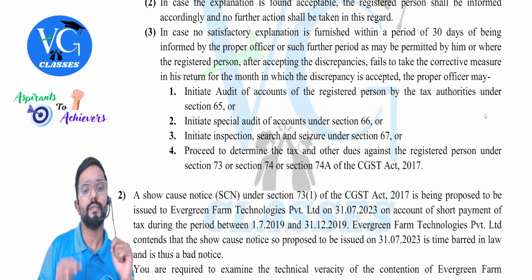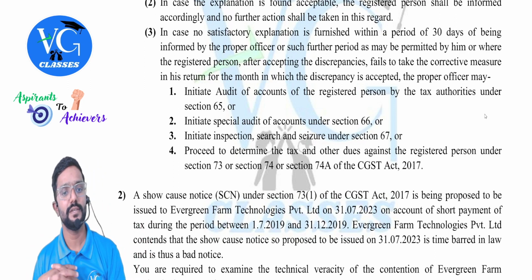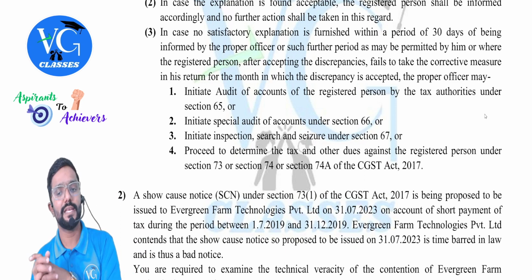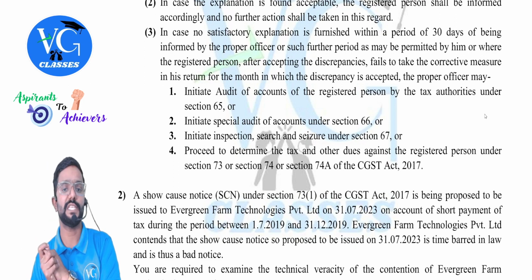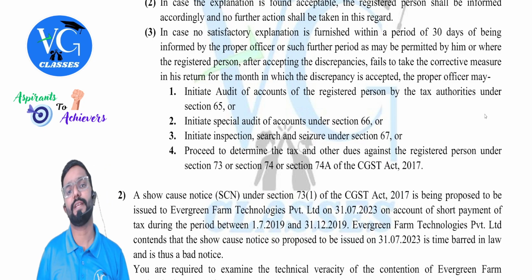Okay. Initiate inspection, search and seizure under section 67. Last one. Proceed to determine the tax and other dues against the registered person under section 73, 74 or 74A of CGST Act. Last point is part of your syllabus, huh? Yes. Clear? Yes. Fine, guys.